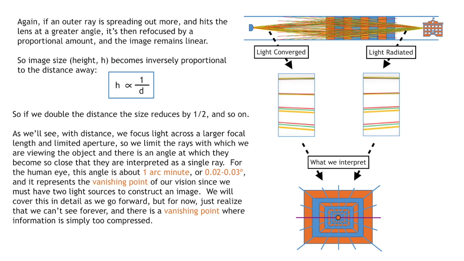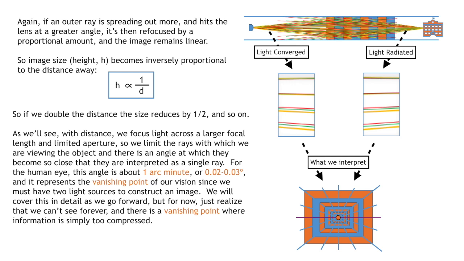As we'll see with distance, we focus light across a larger focal length and limited aperture. So we limit the rays with which we are viewing the object, and there is an angle at which they become so close that they are interpreted as a single ray. And for the human eye, this angle is about 1 arc minute, or 0.02 to 0.03 degrees, and it represents this vanishing point of our vision, since we must have 2 light sources to construct an image, and we'll cover that later. Just realize that we can't see forever, and there is a vanishing point where information is simply too compressed to make out.